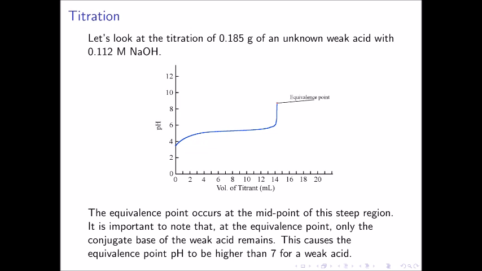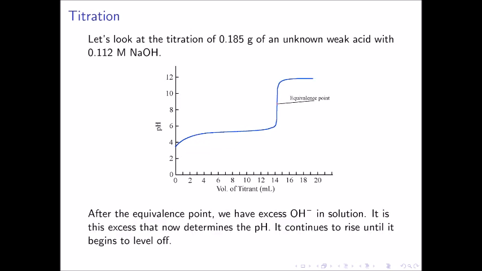It is important to note that at the equivalence point, the only species that is present is the conjugate base of the weak acid. We have reacted off all of the weak acid and all of the hydroxide ion at the equivalence point. Since only the conjugate base remains, the equivalence point pH for a weak acid will always be higher than 7.